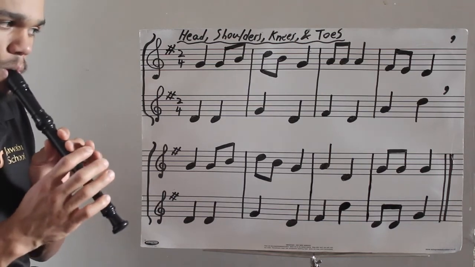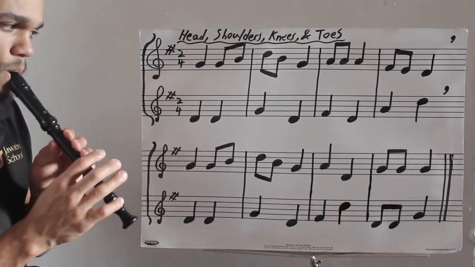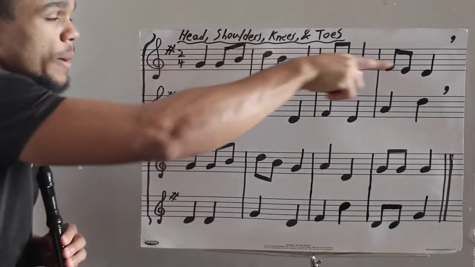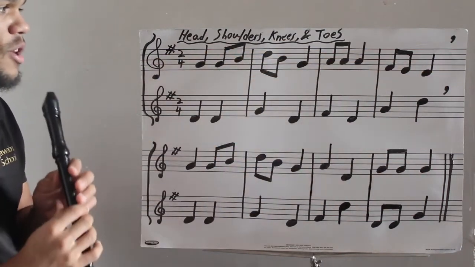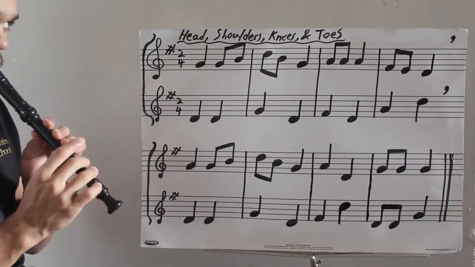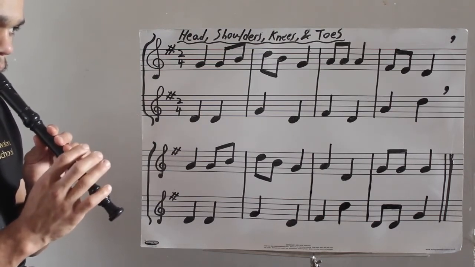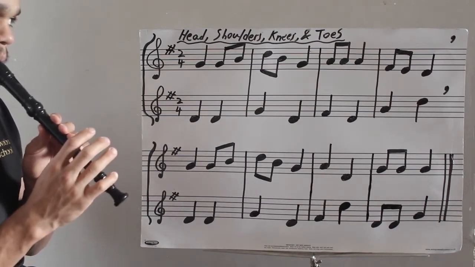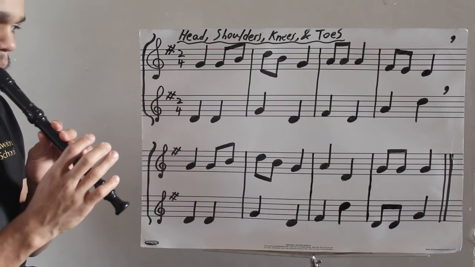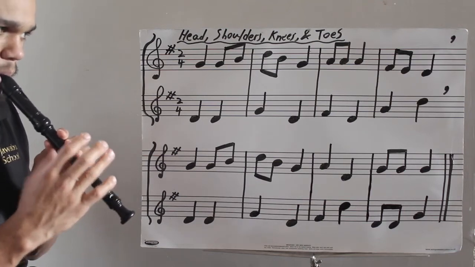Again. Let's put the whole of line number two together. Melody, go. Now let's put line number one and line number two of the melody together. Three, go. A bit slower. Now that was the melody.